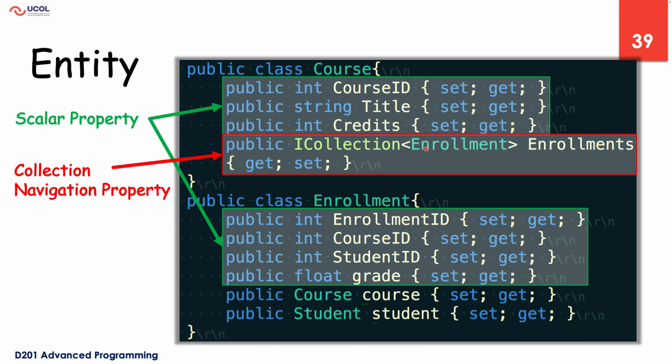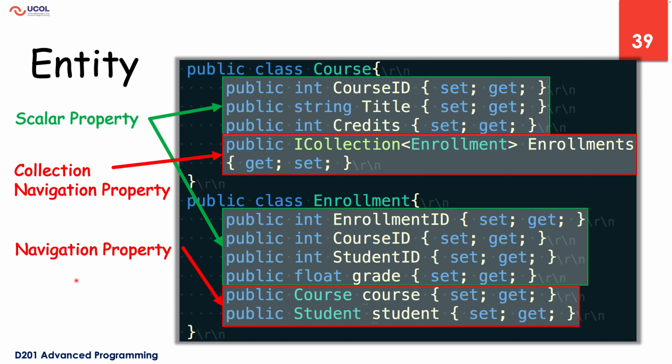Why? Because it is a type of the enrollment. So this particular property is a collection of enrollment objects, which is another entity. It is a navigation property, which navigates from one entity to the other, but it is a collection, so that's why we call it a collection navigation property.